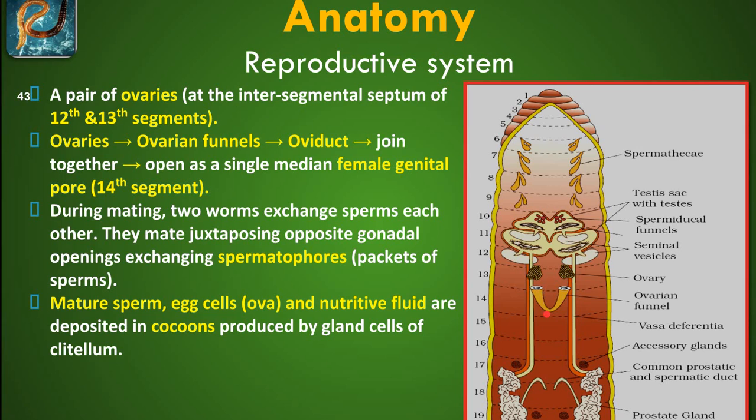During mating, two worms exchange sperms with each other. They mate juxtaposing opposite the gonadal openings, exchanging the spermatophores, that is basically packets of sperms. The mature sperm, egg cell, and the nutritive fluid are deposited in cocoons produced by gland cells of the clitellum.